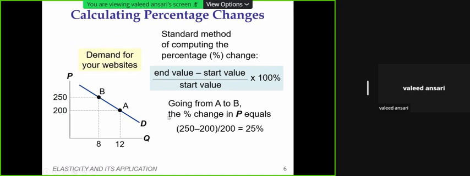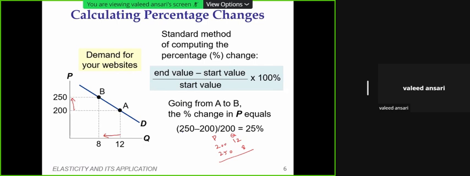For instance, let us take the earlier example, where 212 websites were sold. The price was 200, now it is 250. The quantity demanded, let us say, has fallen to 8. Now, the formula for calculation of the price elasticity is the percentage change in quantity demanded divided by the percentage change in price. So if price has increased from 200 to 250, quantity demanded has fallen from 12 to 8.